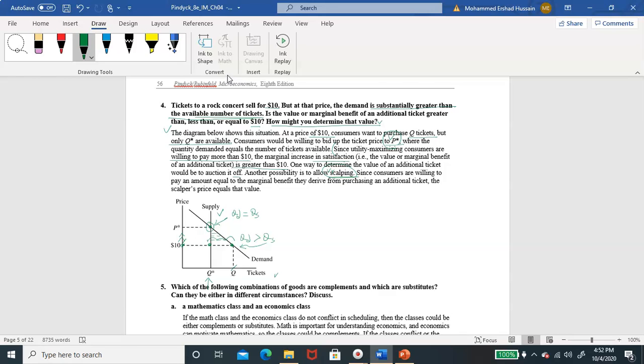Since consumers are willing to pay an amount equal to the marginal benefit they derive from purchasing an additional ticket, the scalper's price equals that value. See that? So here, marginal benefit equals marginal cost.